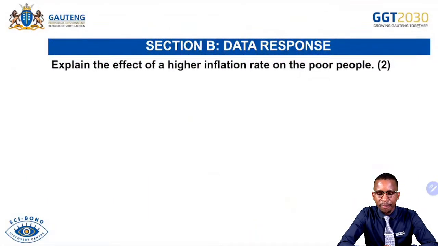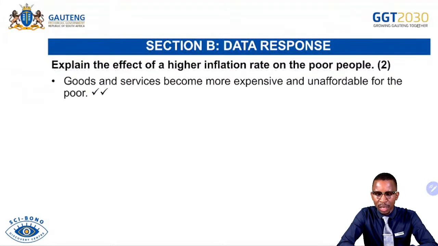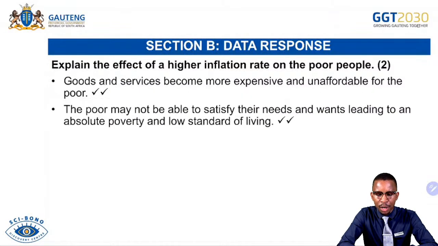And then explain the effect of a higher inflation rate on poor people. We know that if inflation is too high, people that are poor or marginalized find themselves not affording basic goods and services. So they will find themselves living in absolute poverty because they don't have enough income to afford goods and services. If inflation increases excessively, those people with a stable income or with no income at all cannot afford basic goods for living. Goods and services become more expensive and unaffordable for the poor. The poor may not be able to satisfy their needs and wants, leading to absolute poverty and a low standard of living.